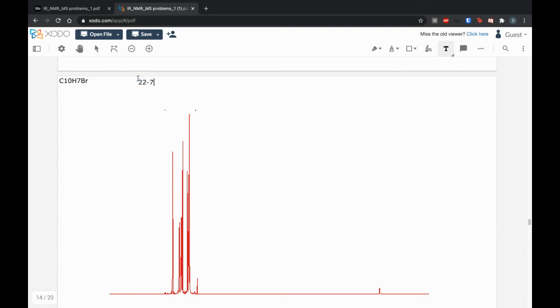22 minus 7 gives us 15, and then minus 1 because of bromine, that's 14, divided by 2 equals 7, so 7 degrees of unsaturation. And they have to be aromatic, and I just said it cannot be one ring. It has to be 2 rings that are aromatic.